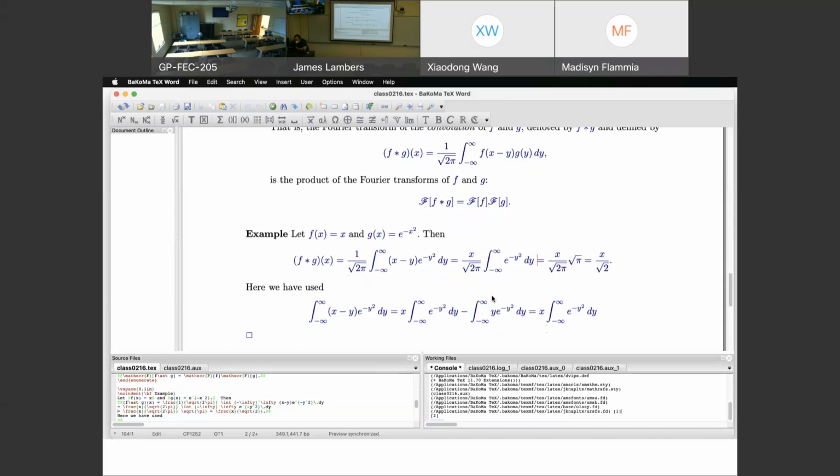Okay, and actually that's what I use here. And here, this integral from minus infinity to infinity of the Gaussian function is not something that can be evaluated by normal means, because there is no known antiderivative of a Gaussian function. But it's known that the value of this integral is the square root of pi. So we end up getting x over square root of 2 for a final result. Questions about this example?